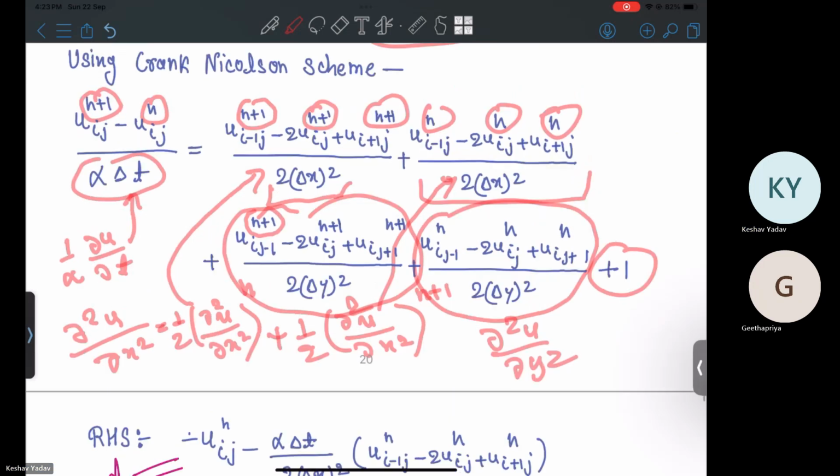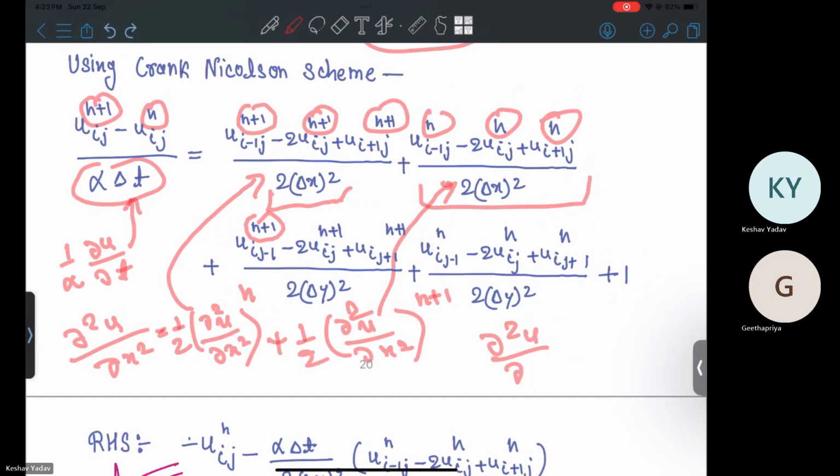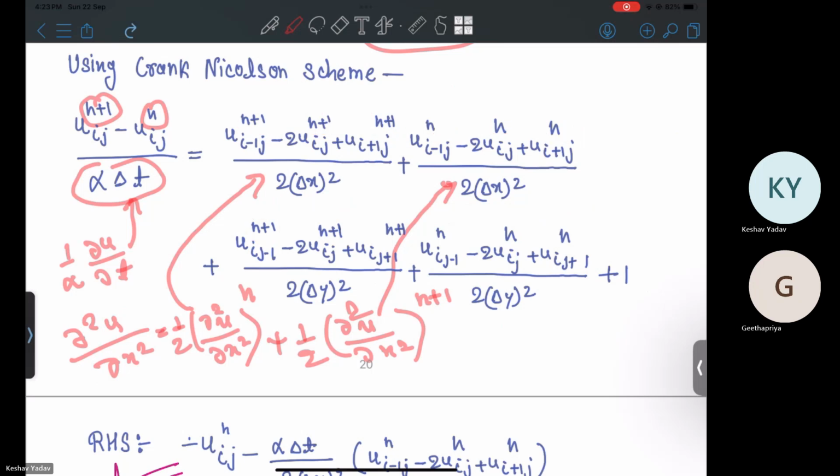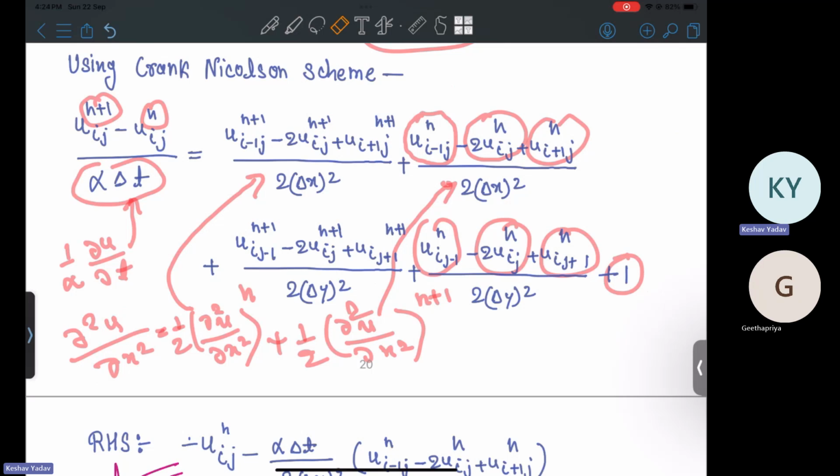Now what we will do here: the terms at nth iteration are the known terms. The known terms will be kept on the RHS and the unknown terms will be kept on the LHS. So this is my known term. First, I will multiply alpha delta t to the whole RHS term. Then what we'll do?